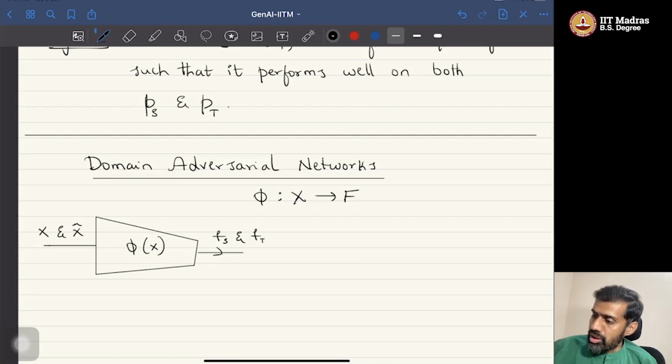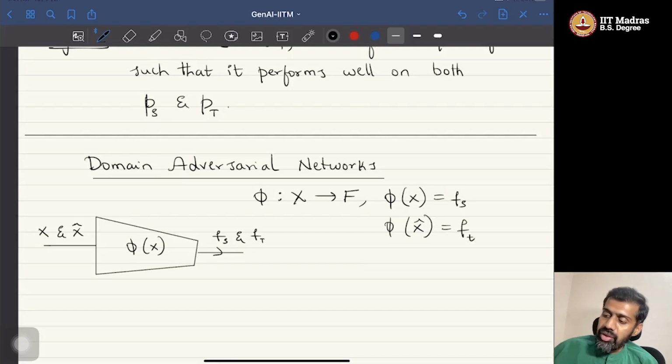The feature vector that we get on the samples from the source distribution, I am calling fs, and the feature vectors that we are getting from the target distribution, I am calling ft. So whenever x goes, it will give you fs. Whenever x cap goes, this will give ft.